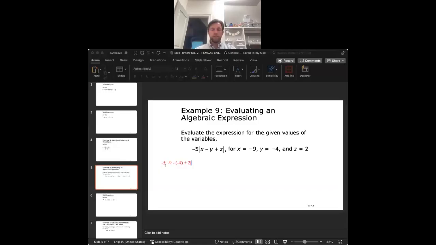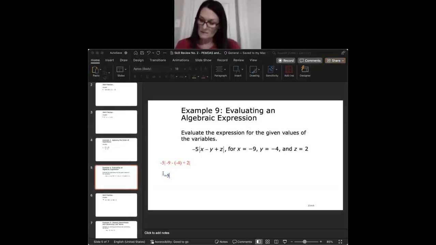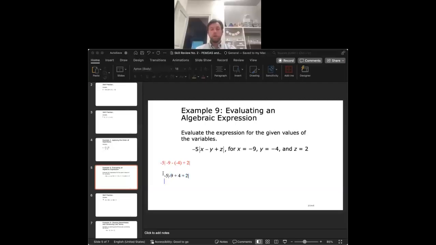Okay? So the trick here was the y, because there's a minus in front of the y, but the y, that variable itself, is also negative. So now, treat it like a parentheses. The -9, the minus minus becomes a +4. -9 plus 4 plus 2. What does that give me inside the absolute value? -9.